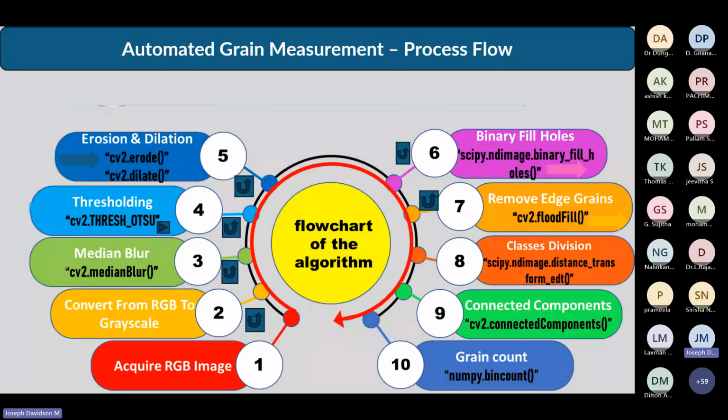So this is a flow chart for this particular problem. We have to take the RGB image and convert that into a grayscale image. Then there are a few techniques like median blur, thresholding, erosion, dilation, all those things. Before doing that, I have a particular slide for each and every topic. I'll go to that a bit later.